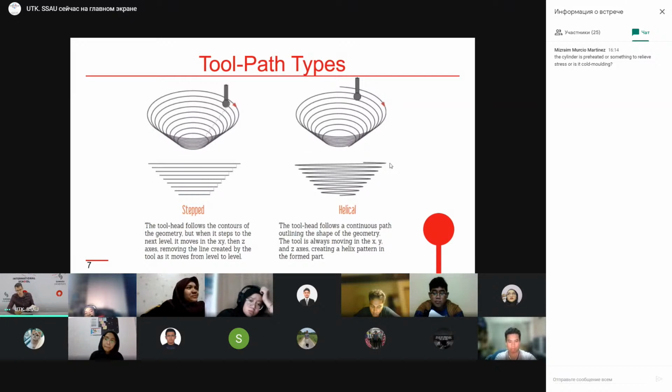Next variant of the tool path is helical. Here you can see it shown on the right of the slide. I think it's clear. In this case, the punch is moving along a helical path. It's a spiral, but in 3D. So we screw the punch into the sheet, and it simultaneously moves in 3 axes: x-axis, y-axis, and also z. So we create a helix pattern in the formed part.